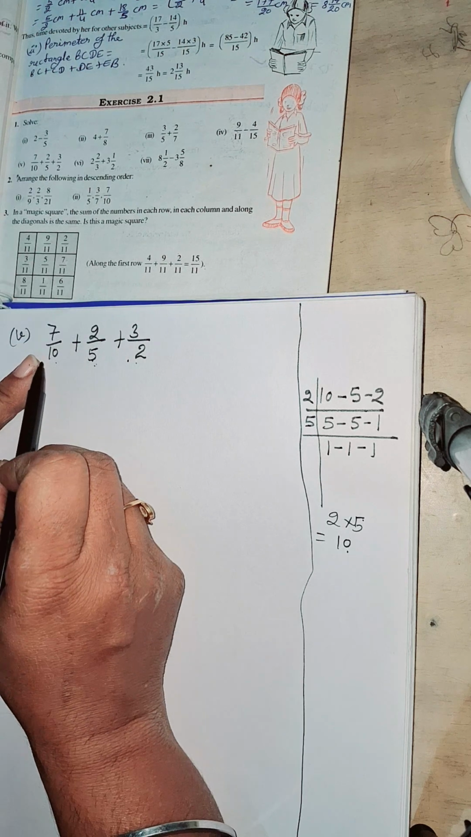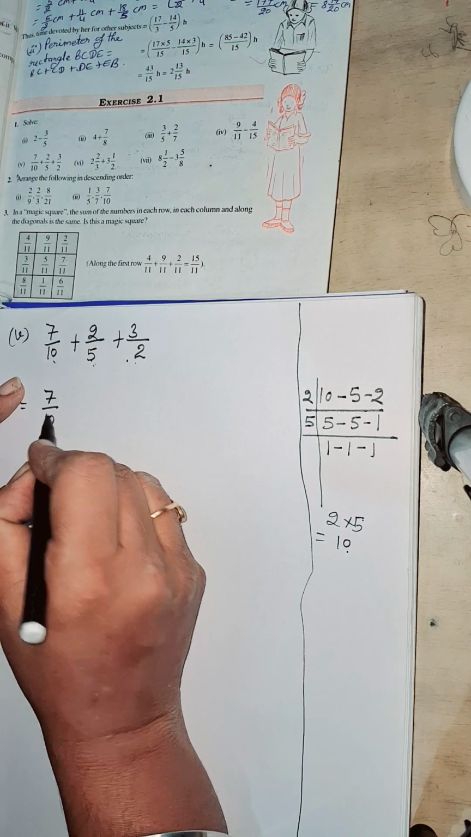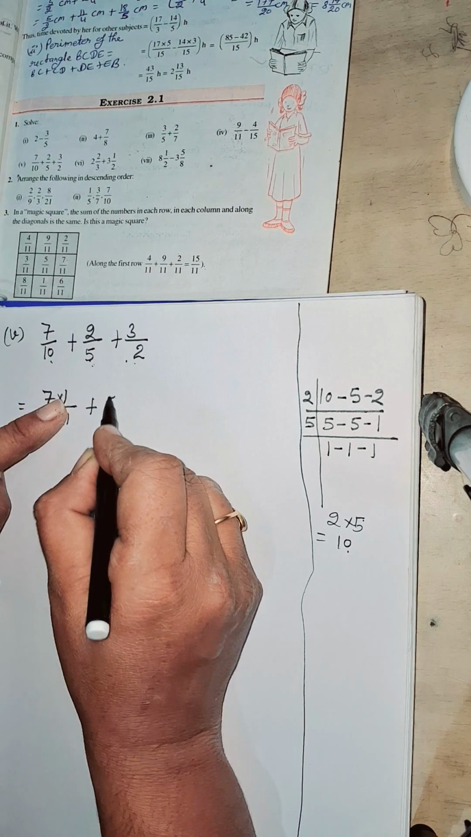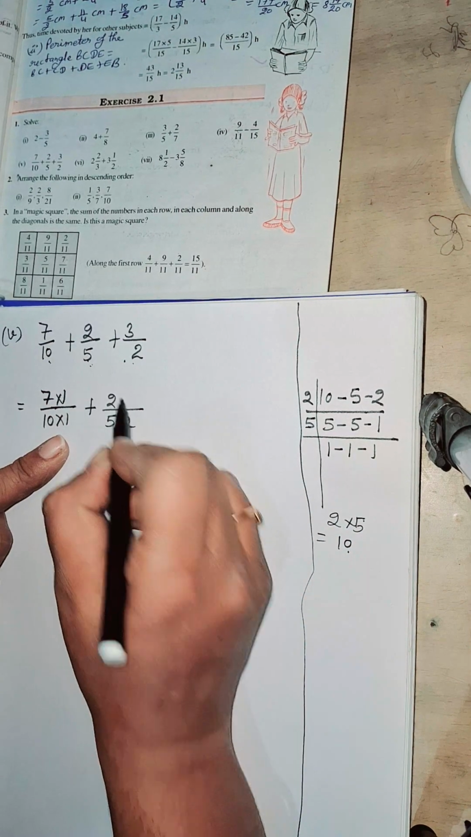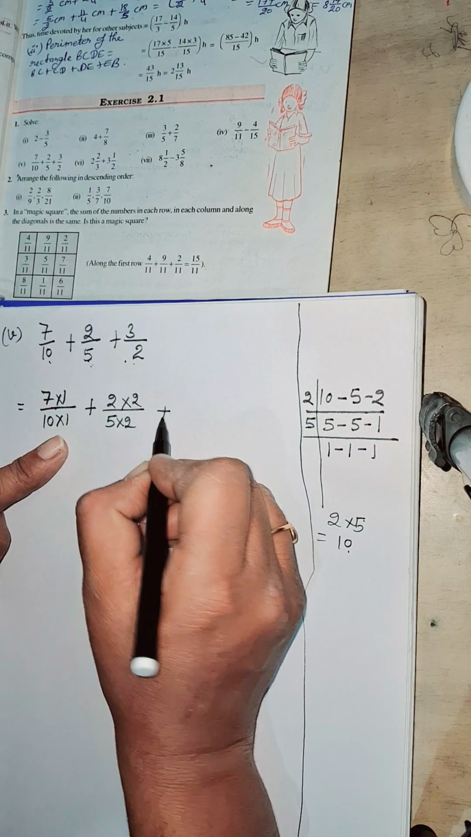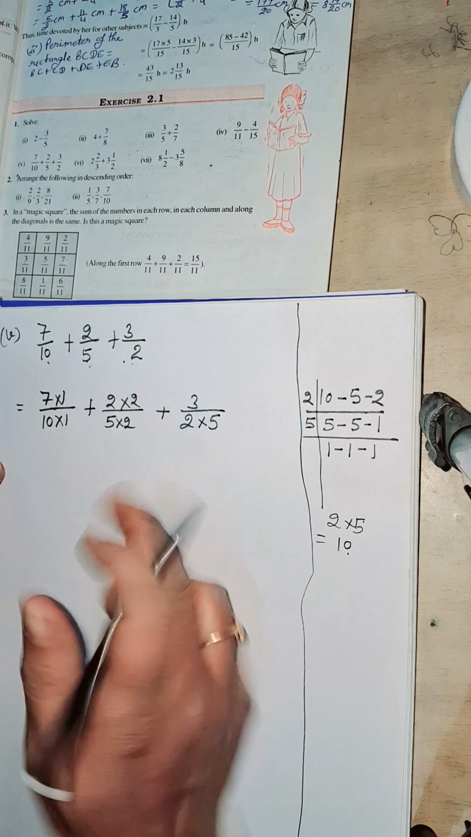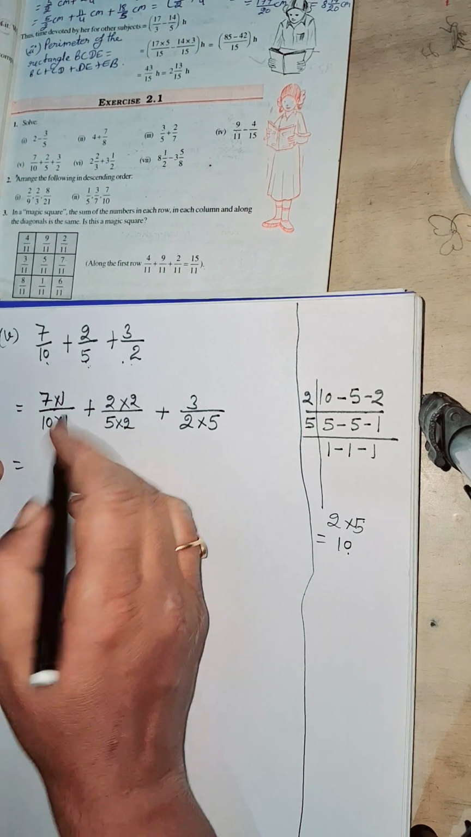We need to take it as a 10. So we will multiply here with 1 plus 2 by 5. Here we need to multiply with 2. 2 5s are 10. Okay. And here we need to multiply with 5. So we will have 10 as the denominator in all three fractions.